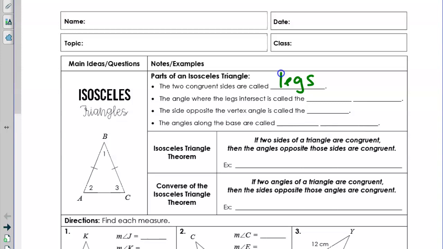The angle where the legs intersect, so up at angle B, that's going to be called the vertex angle. And the side opposite the vertex angle is going to be called the base. So we're talking about side AC. It's opposite the vertex angle, and it's called the base. Okay. So we have the legs, we have the vertex angle, then we have the base down here. Where the base is, that's where your base angles are going to be. So the angles along the base are called the base angles.